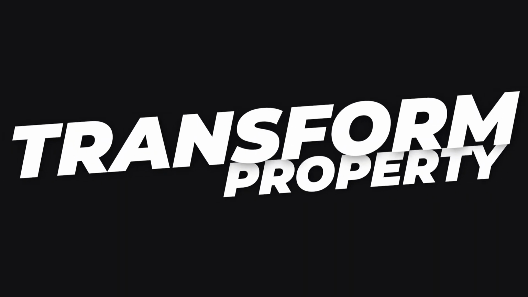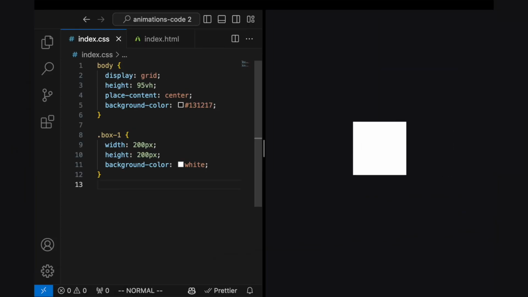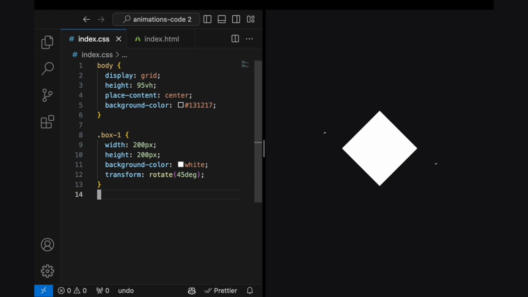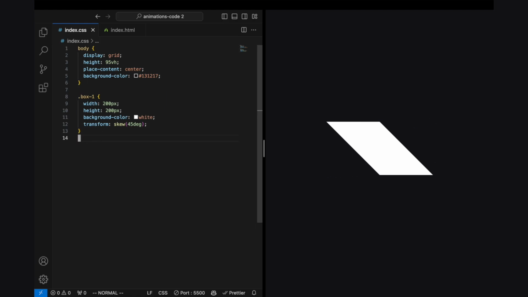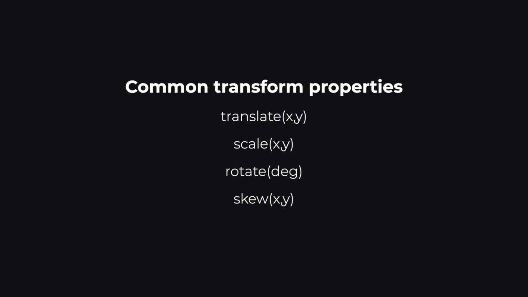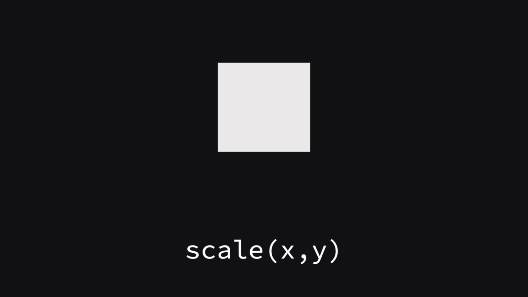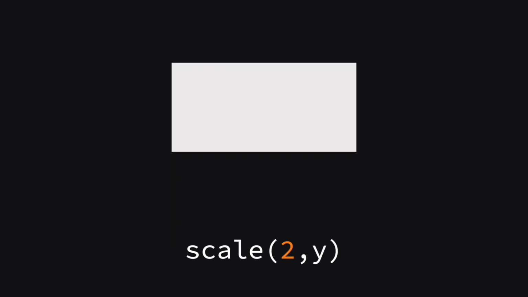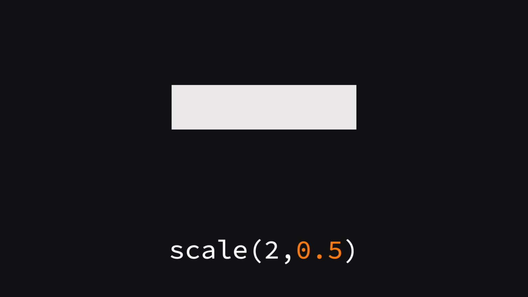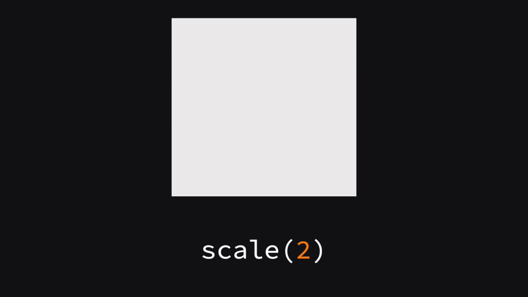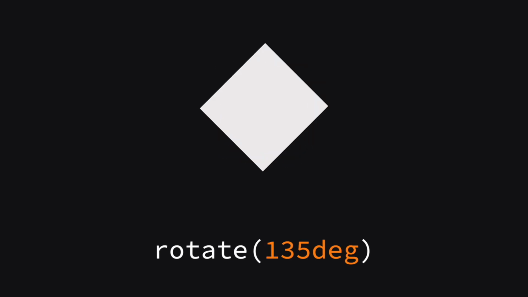The transform property in CSS is used to apply geometric transformations to an element, such as moving, scaling, rotating, or skewing. There are a ton of things you can do with the transform property, but here is a short description of the most common ones. Translate moves an element horizontally and vertically. Scale scales an element by a specified factor in the horizontal and vertical directions. If you specify only one value, it scales both directions equally. Rotate rotates an element clockwise from its current position.